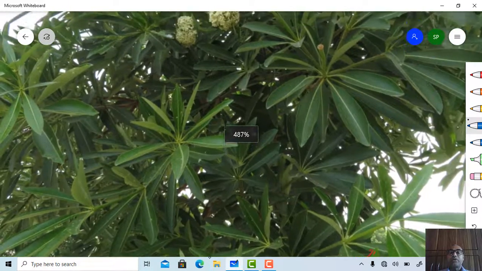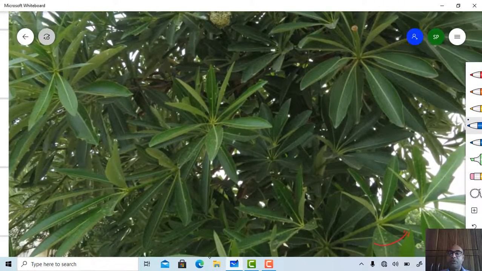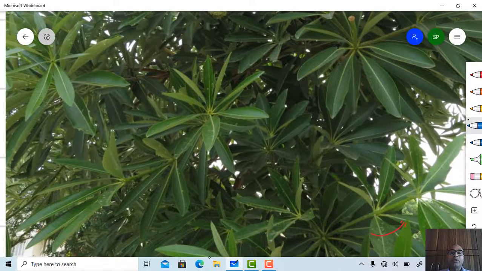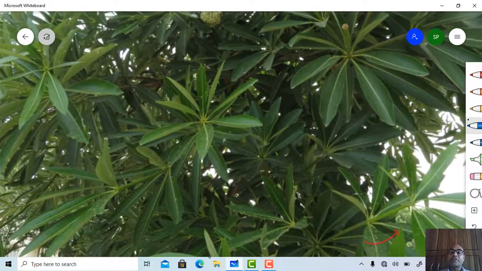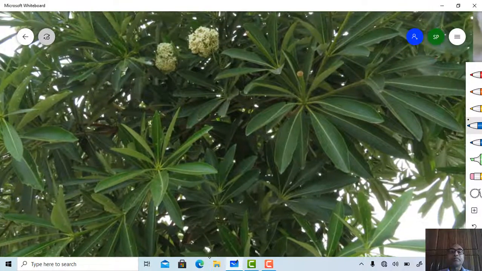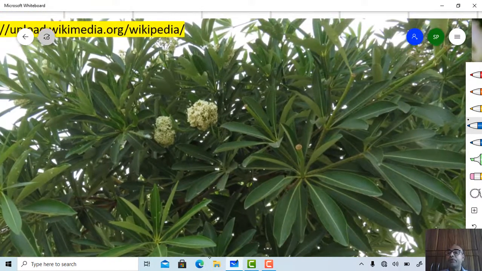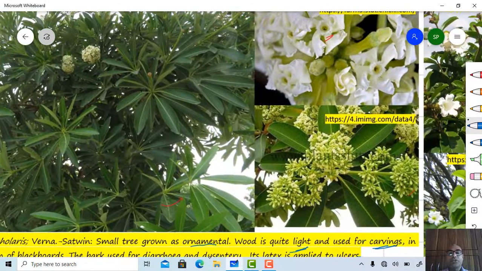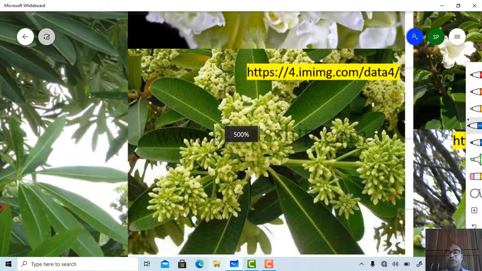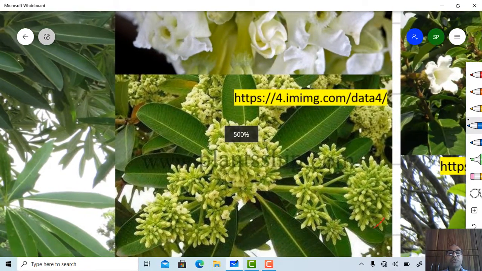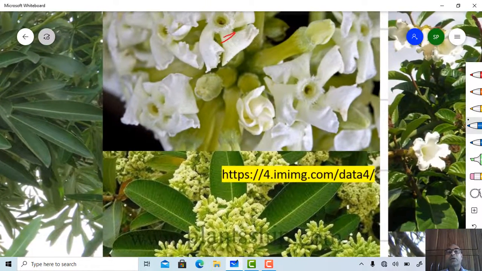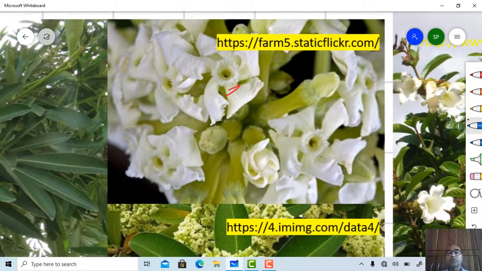See the habit of the plant. Just observe the nature of the stem, the nature of leaves, and the phyllotaxy present in the plant. See the nature of inflorescence. This is a typical photograph showing the presence of inflorescence. Just see again the leaves, their margin, their venation. These are the leaves, these are the flowers, these are the petals.